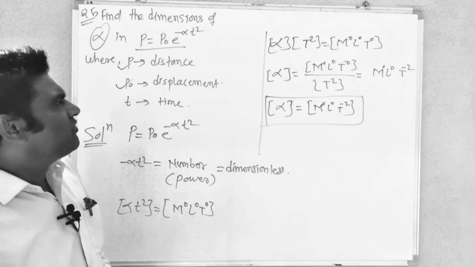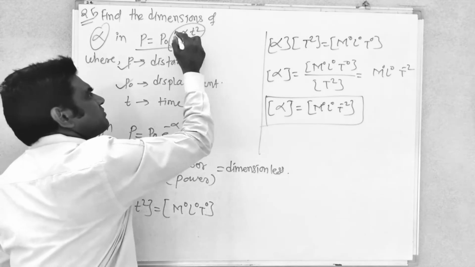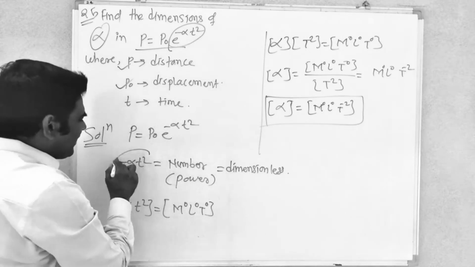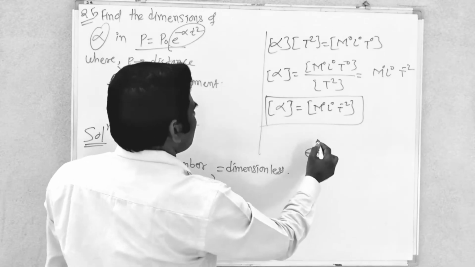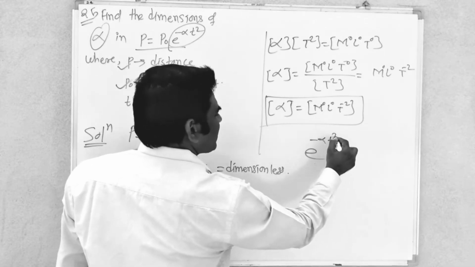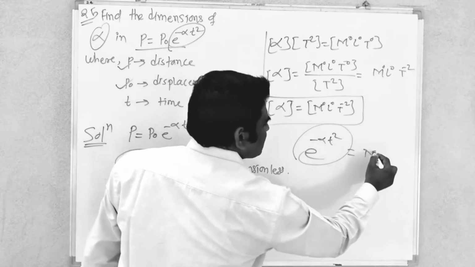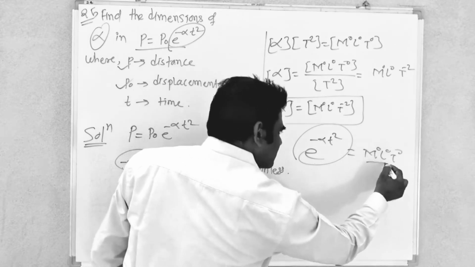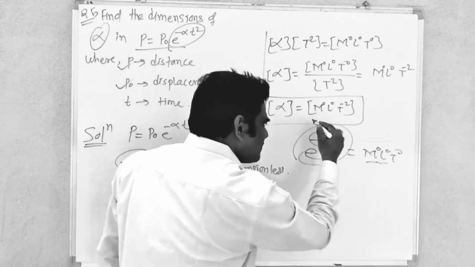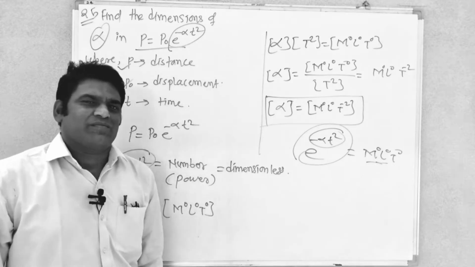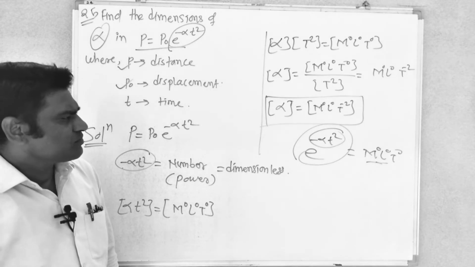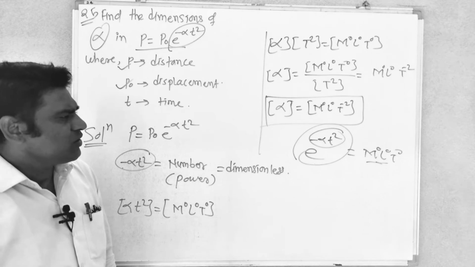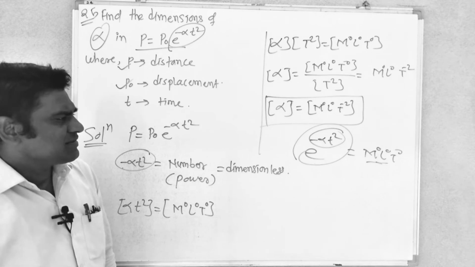Ultimately, another concept I will tell you: this alpha t square is dimensionless, and e to the power something, e to the power minus alpha t square, this complete term is also dimensionless. This is also dimensionless.